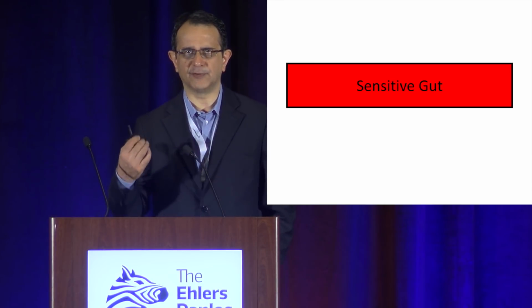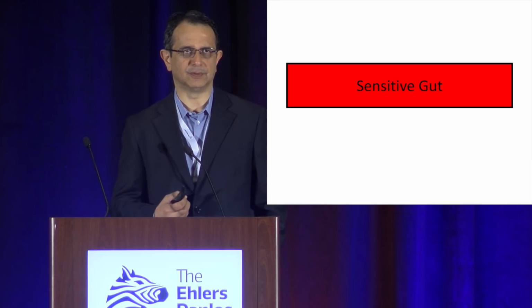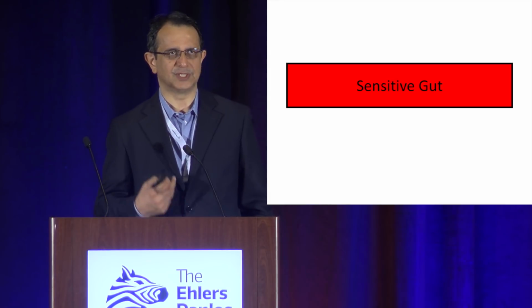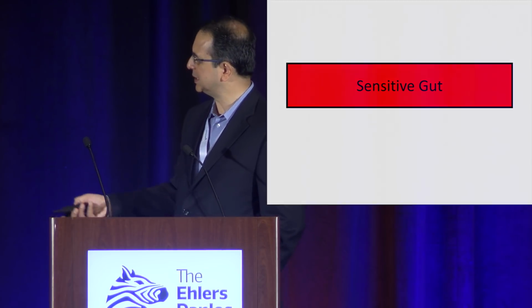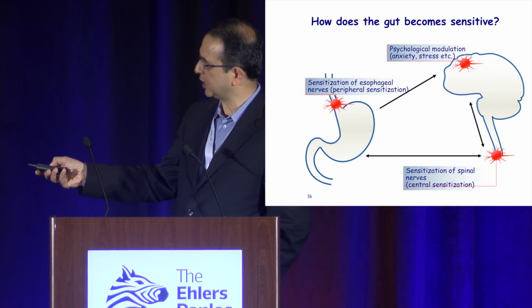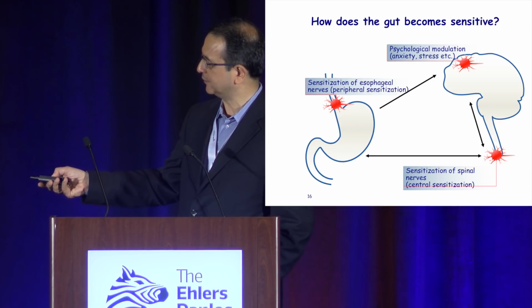They can't even tolerate 5 mils, 10 mils of fluid going down the small bowel. So it's a very, very sensitive gut that we find in our patients. And this sensitivity can be due to sensitization that occurs at the level of the gut. It can be due to central sensitization at the level of the spinal cord.